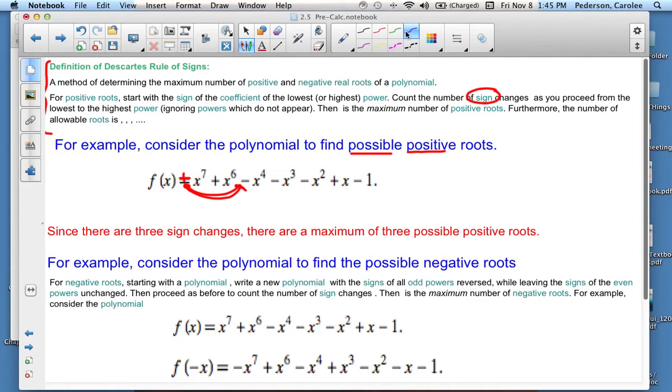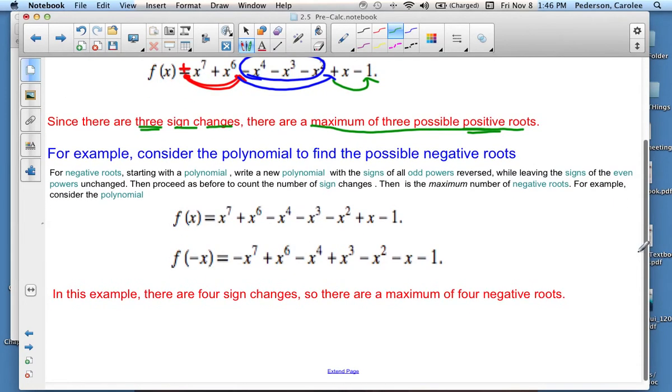Then we have another sign change going from this negative over to that positive. We ignore all the negatives in here. These are all negatives. Then our last sign change is going from this positive to this negative. So we say there are 3 sign changes. So that means there's a maximum of 3 possible positive roots or zeros.